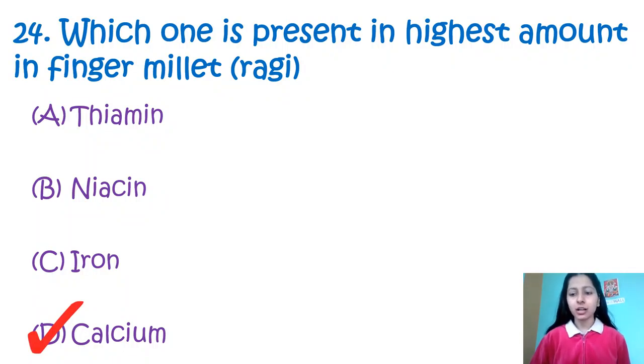Even finger millets have other nutritious values present, say protein 5 to 8% is present, carbohydrate is present around 75%, dietary fibers are present, minerals are present. So it's a nutritious cereal.